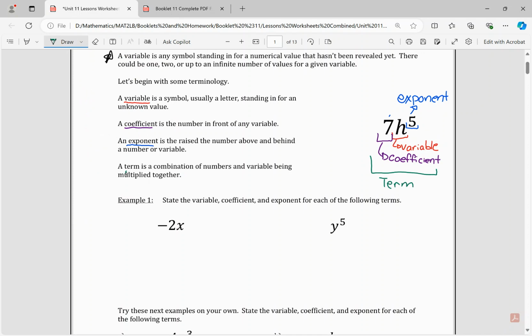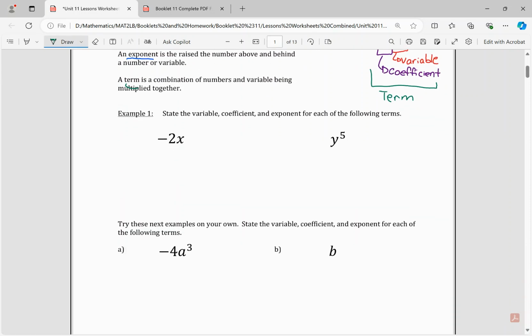A term is a combination of numbers and the variable being multiplied together. It's everything. Okay? So that's the basics of this lesson. We're not really going to do any math. It's just introducing the new terminology and the new way that we are multiplying things together.